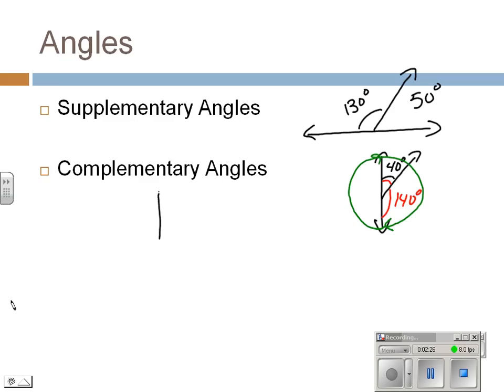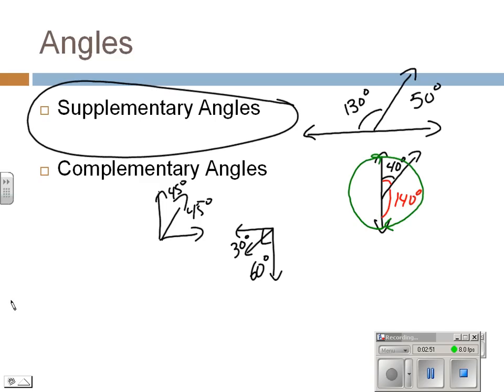And then we have complementary angles, which add up to 90 degrees. So here's a 45-degree angle, a 45-degree angle. Those are complementary angles. And you could have the same thing happen where you're told this is a set of complementary angles, and maybe you're given this measures 30 degrees. What is the other angle? And since they're complementary, you know that has to be 60 degrees. We're going to focus on supplementary angles.